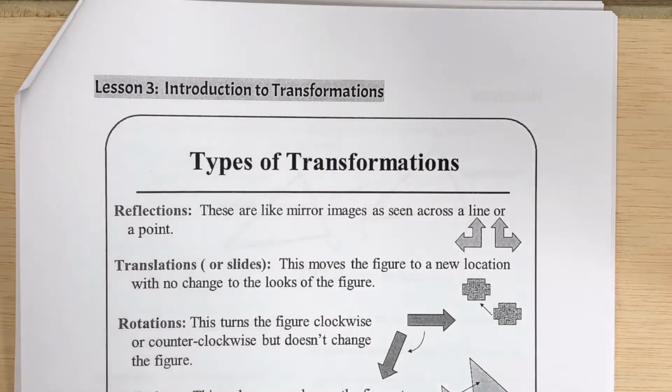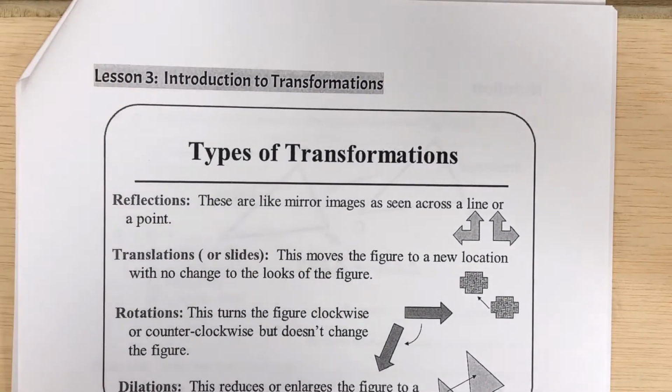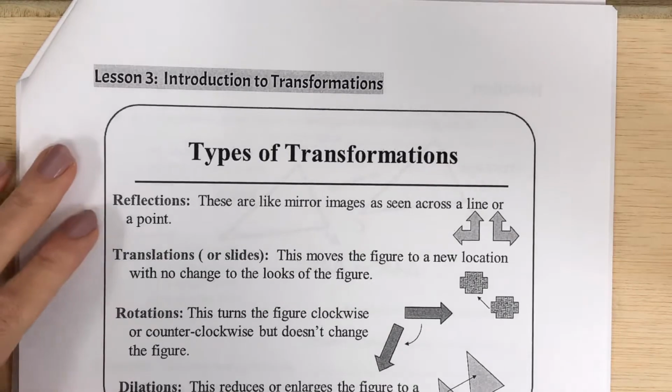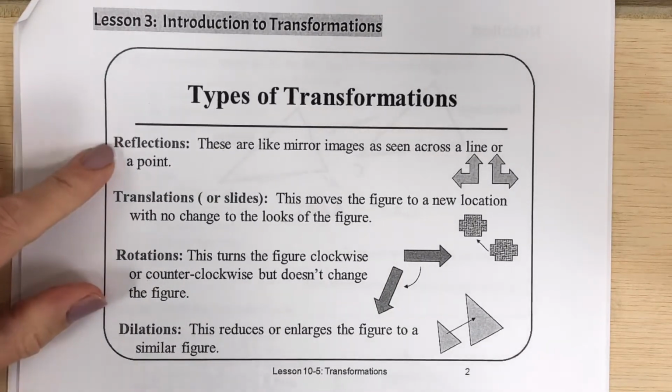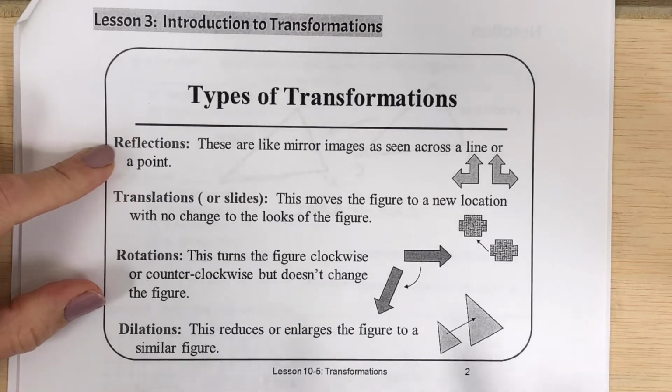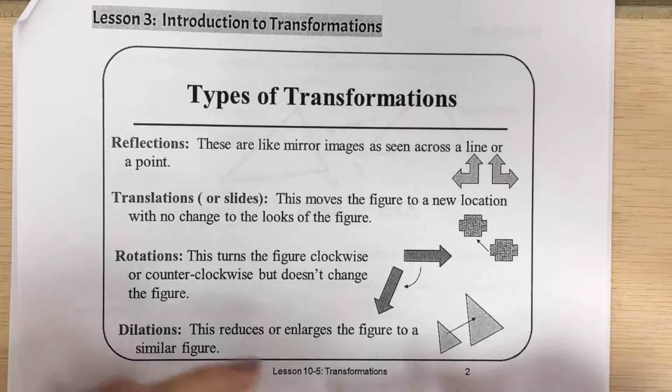All right, we're gonna head into the part of our unit where we talk about transformations. And there's 4 basic types of transformations that you need to know. And here are your 4 types. A reflection. A reflection, just like you see in a mirror, reflects your image or your figure.